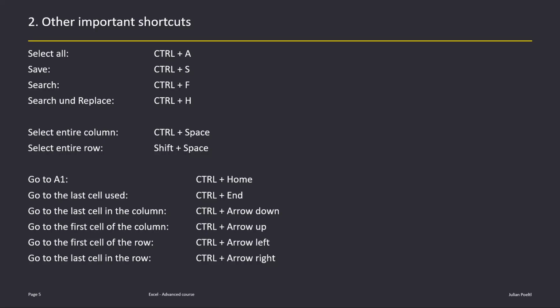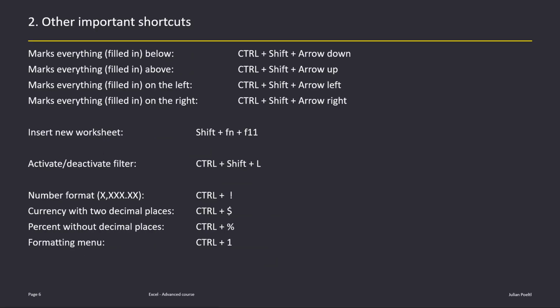If you want to go to the cell A1, so like the leftmost upper cell, click Ctrl Home. Go to the last cell used, click Ctrl End. Go to the last cell in the column, Ctrl arrow down. First cell of the column, Ctrl arrow up. First cell of the row, Ctrl arrow left. The last cell of the row, Ctrl arrow right.